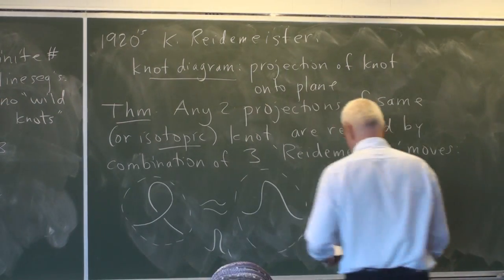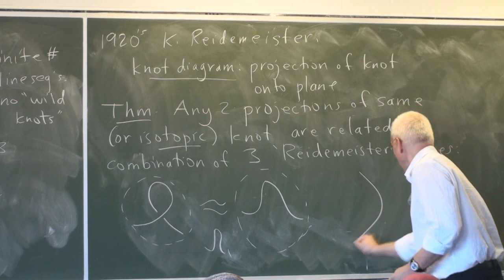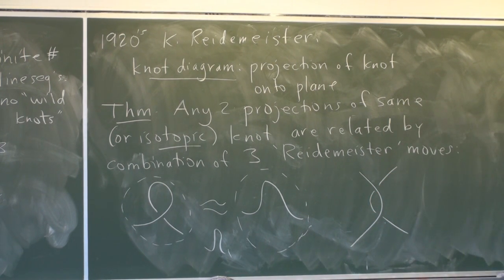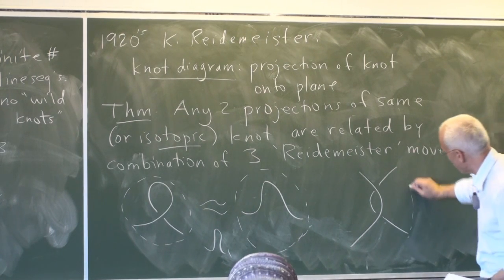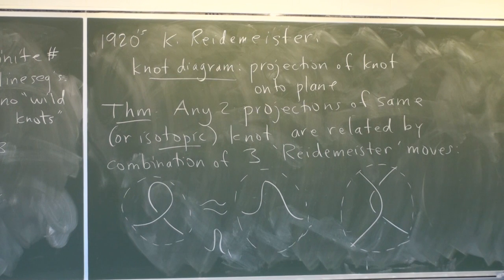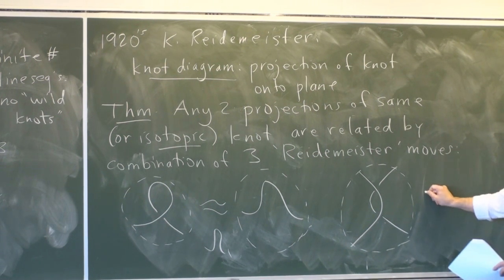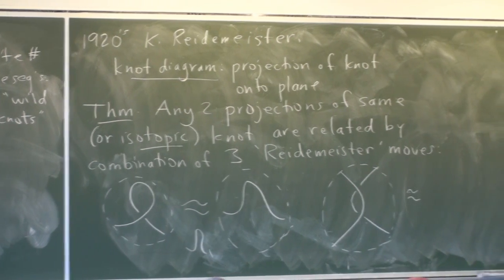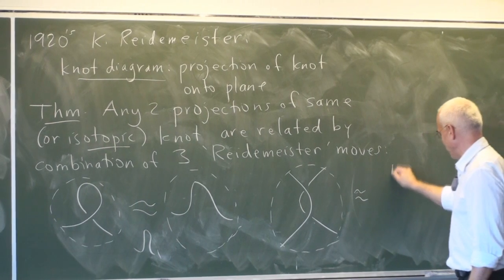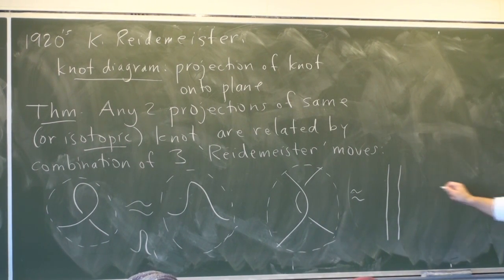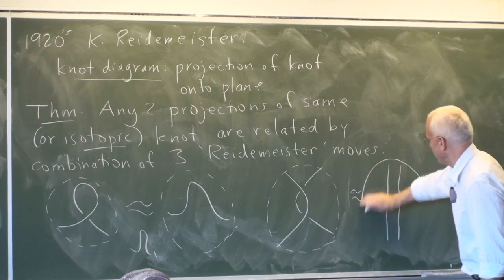And the second one is when we have two parts of the knot that cross like that. And again, this is just a local picture, so we're just looking at a very small part of a planar representation of a knot. Then we're allowed to move those two strands apart to separate them. So we just get two lines like that. Oh, sorry, dotted line here.